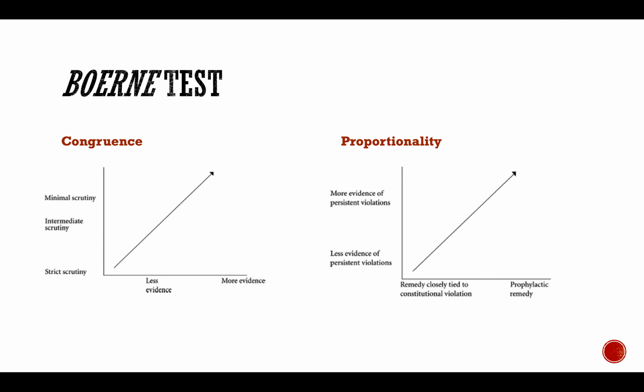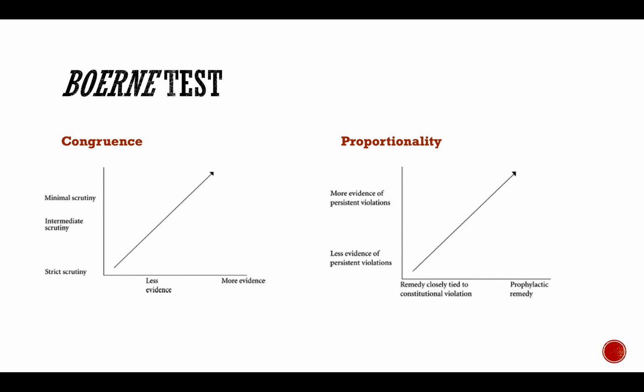What about proportionality? So again, here along the x-axis, we have the type of remedy that Congress is imposing. Is it a remedy that's closely tied to the constitutional violation, or is it a prophylactic remedy? In other words, is it a remedy that is doing more, addressing more conduct than simply the conduct that's prohibited by Section 1?